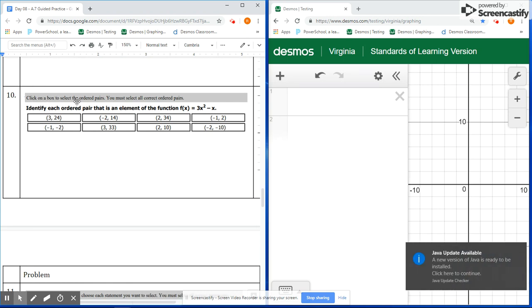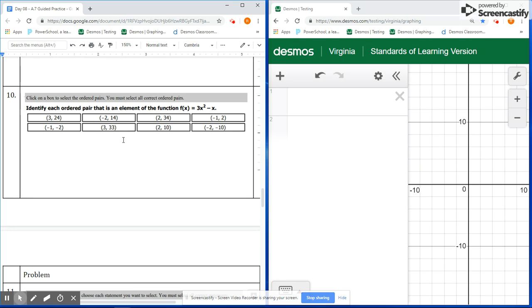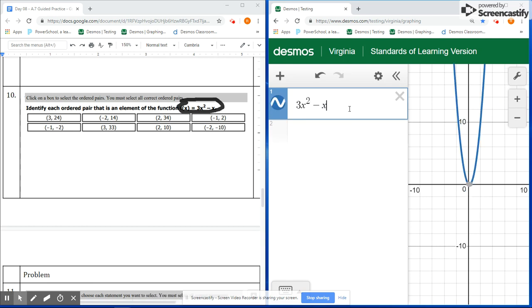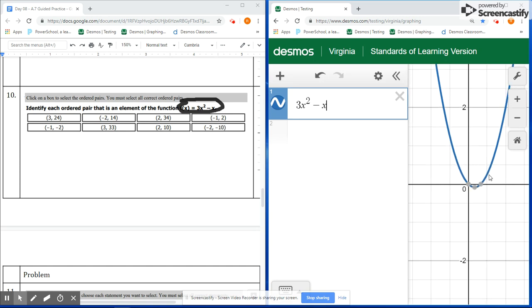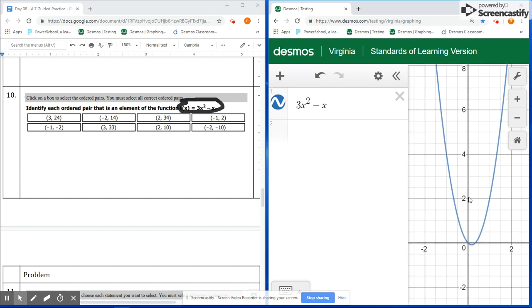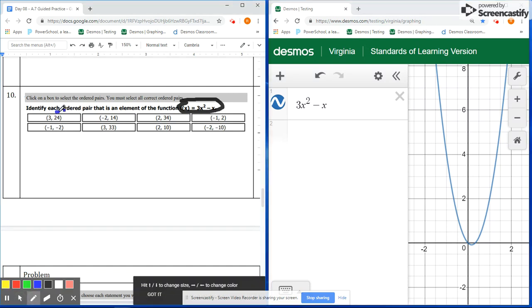It says click on a box to select ordered pairs. You must select all correct ordered pairs. So the function that they give us to work with is f of x equals 3x squared minus x. Okay, I'm going to plug this in here. 3x squared minus x. Okay, here's our graph. All right, we see that it has 2 x-intercepts and it has a vertex, and it is in the shape of a parabola. Okay, and it says identify each ordered pair that is an element. So each ordered pair that is an element means which of these ordered pairs is on this parabola.